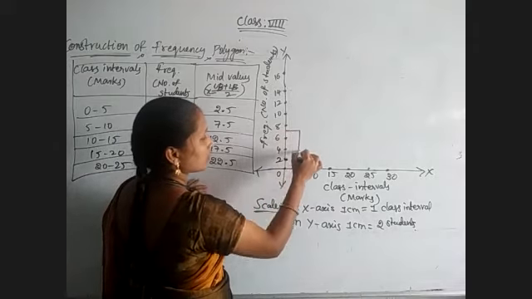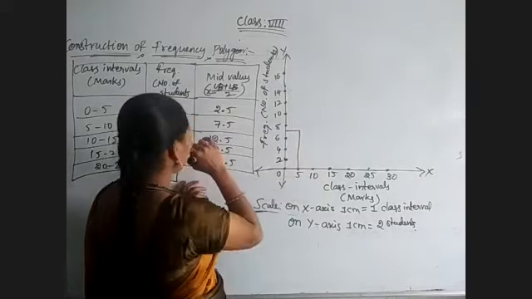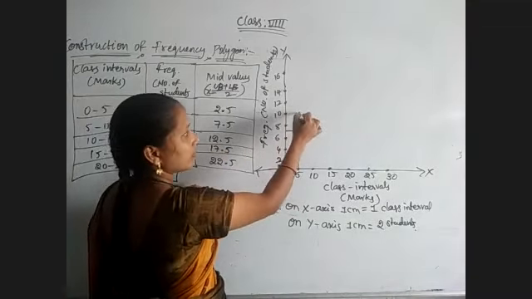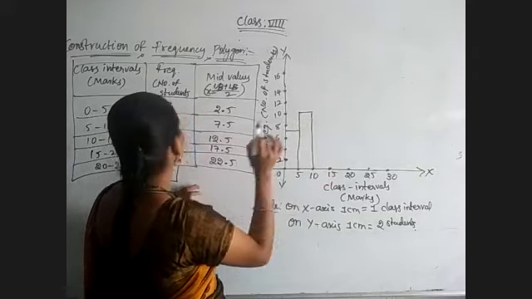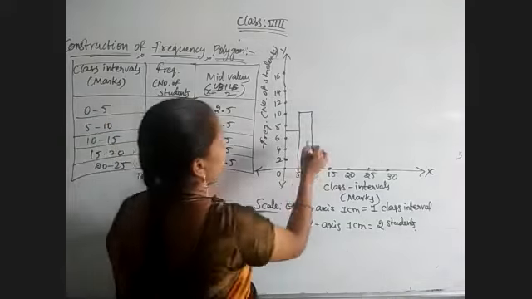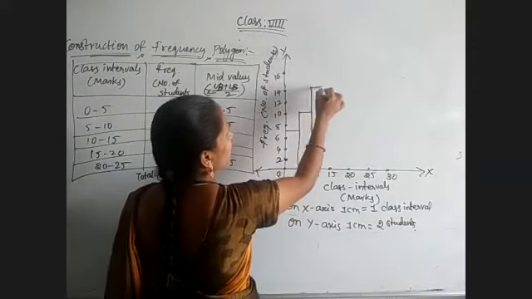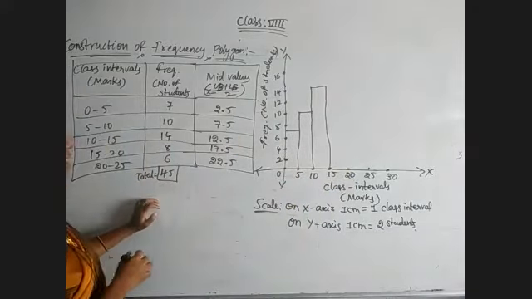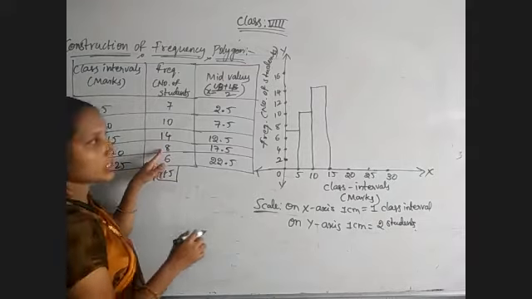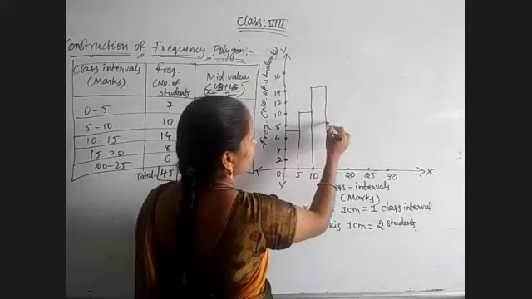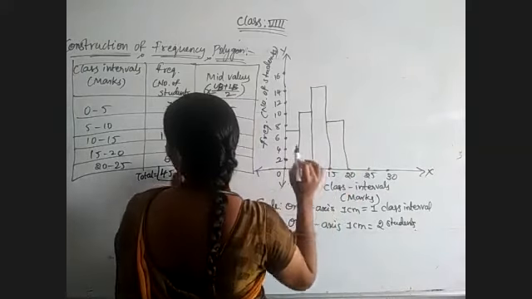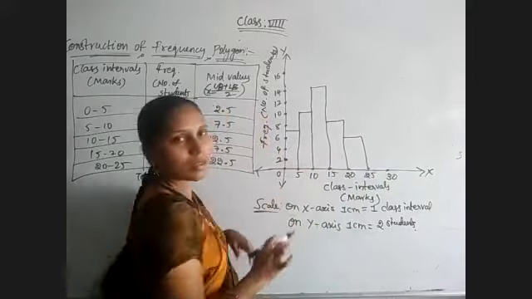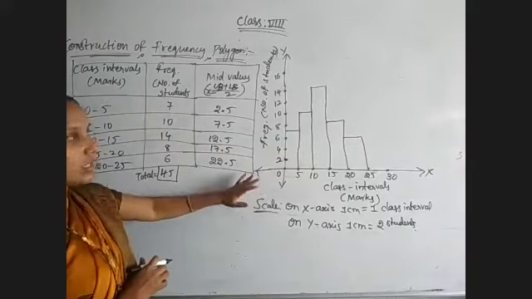So here is 0 to 5, this class interval. And then 10 is for 5 to 10. So here we will get exactly. And then 14 for 10 to 15. In 10 to 15 marks, 14 students are scoring, and in 15 to 20, 8 students are scoring. 8 is here. Next, in 20 to 25, 6 students were scored. That's it. All class intervals were covered.